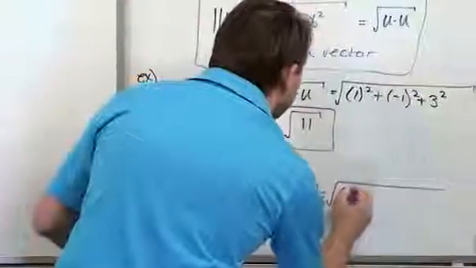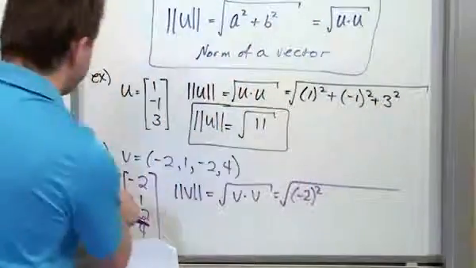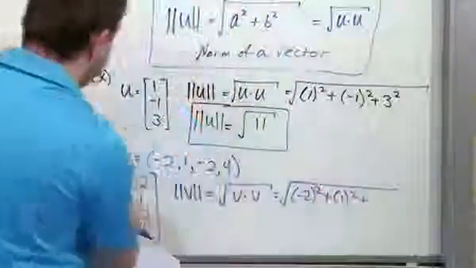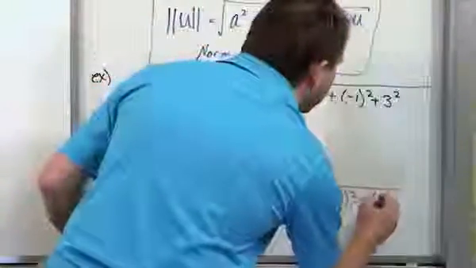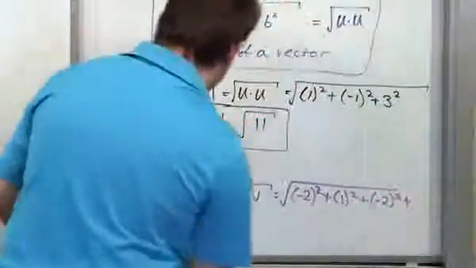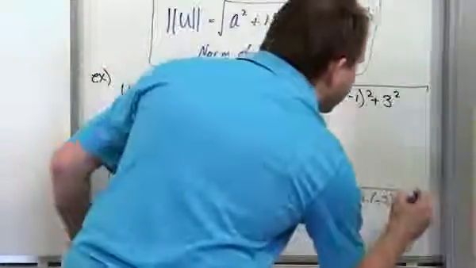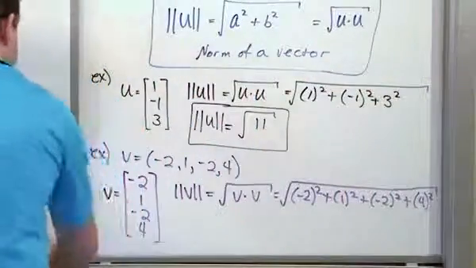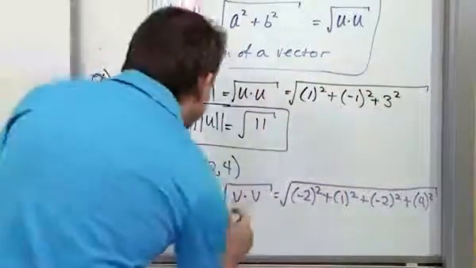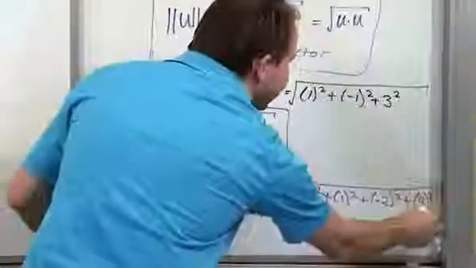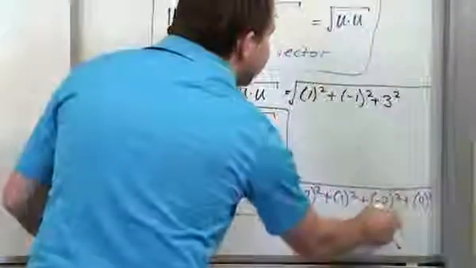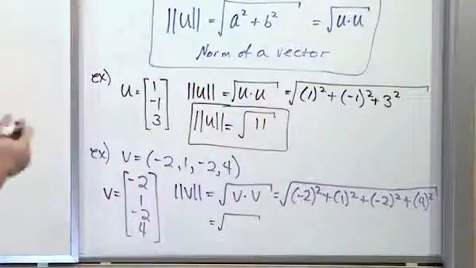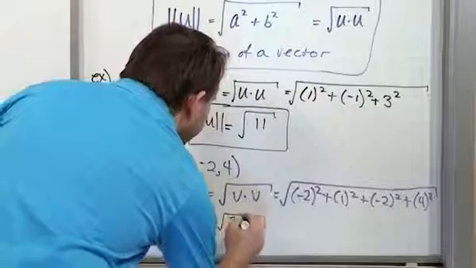which is the square root of (-2) squared plus 1 squared plus (-2) squared plus 4 squared. And I'll extend that square root to cover everything else. Let me switch to black real quick, and what we're going to get is the square root. 4 times 4 is 16. This is going to give me 4, this is going to give me 4, this is going to give me 1. So what I'm going to get here is the square root of 25.